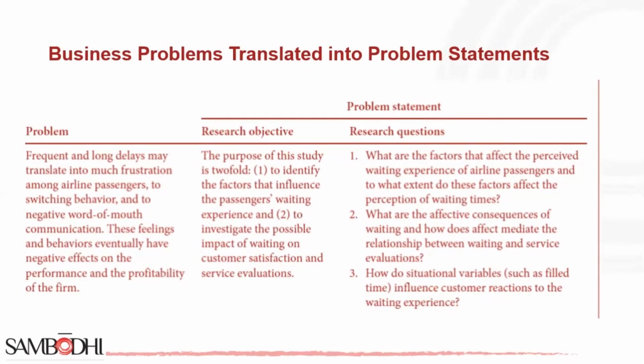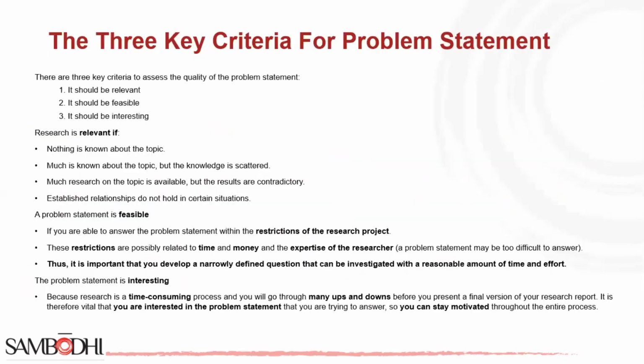So, what makes a good problem statement here? The problem statement introduces the key problem that is addressed in the research project. The problem statement is here a clear, precise, and short statement of the specific issue that a researcher wishes to investigate. Let's move further and understand the three criteria for a problem statement that a researcher should keep in mind.